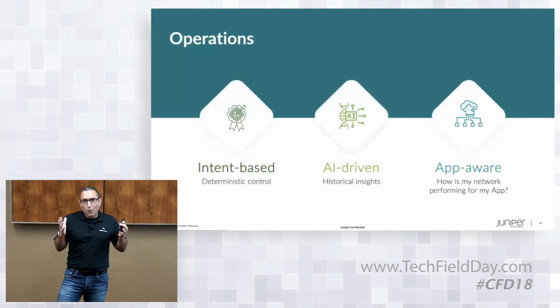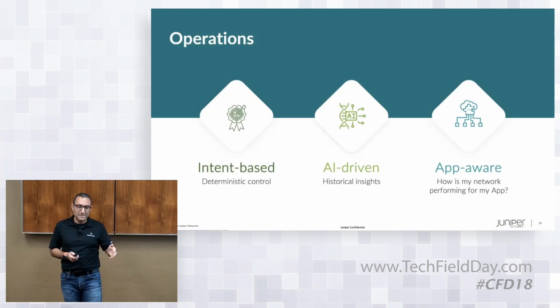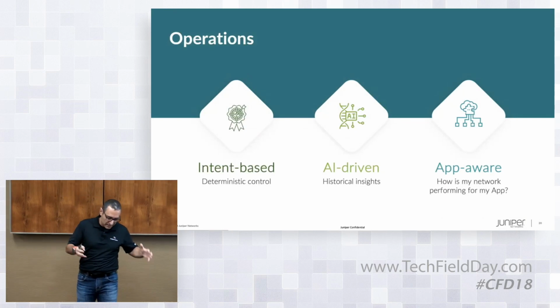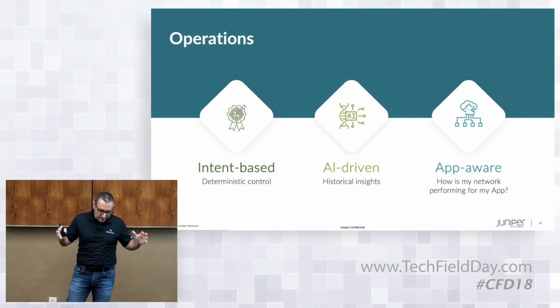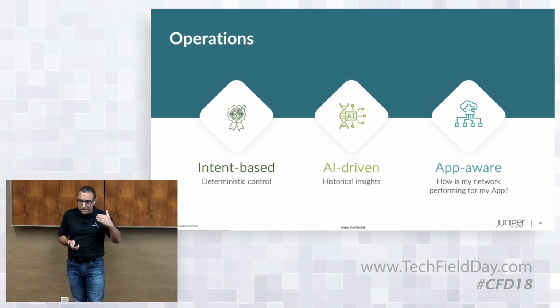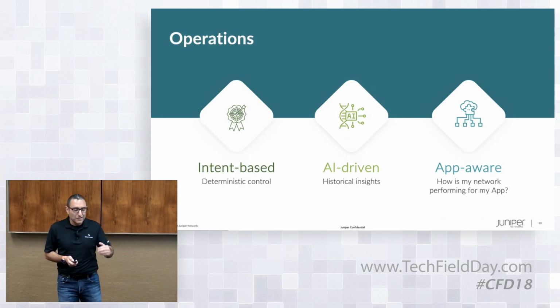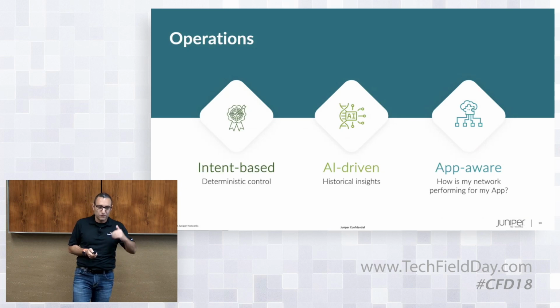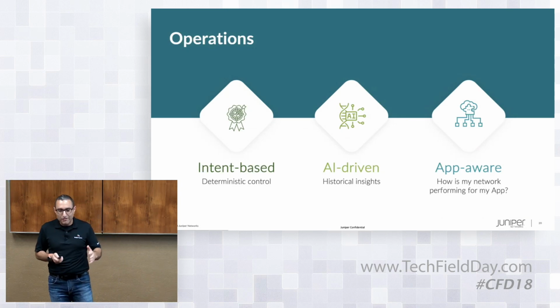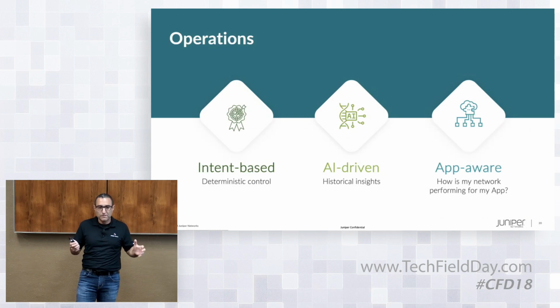With operations, as I said, Apstra was the foundation. And what we did with Apstra is this intent-based deterministic control. Essentially, it's software that runs your data center network day in and day out with the speed to meet the business requirement and with utmost reliability. Essentially, you want to trust your software to run your network. That is the foundation for our data center operations strategy.